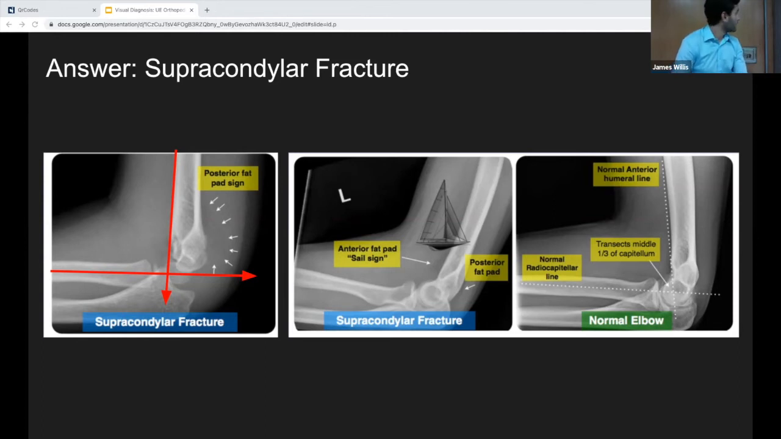And another point is that the radiocapitellar line will always stay intact. It will transect exactly the middle of the capitellum in your supracondylar fractures, but in a lateral condyle fracture, that alignment will be gone and obliterated. So just a point to make.